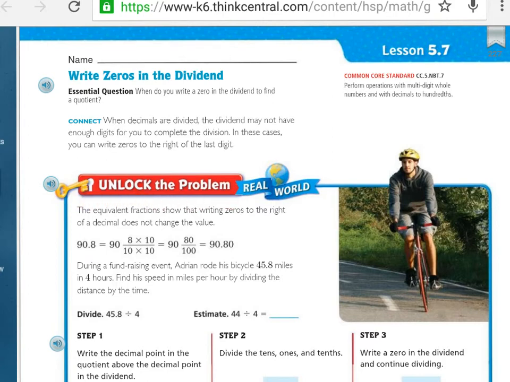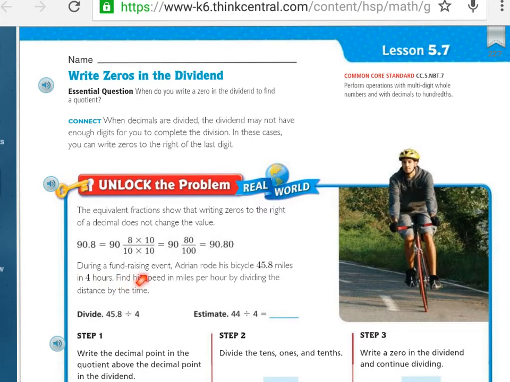So let's unlock the problem. The equivalent fraction shows that writing zeros to the right of the decimal does not change the value. So 90.8 is the same thing as 90 and 8 over 10, times 10 over 10, which is 90 and 80 over 100, which is 90 and 80 hundredths. That zero does not change the value at all.